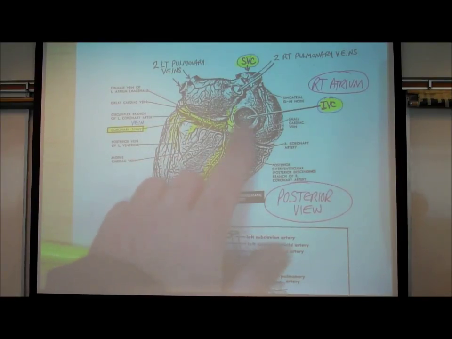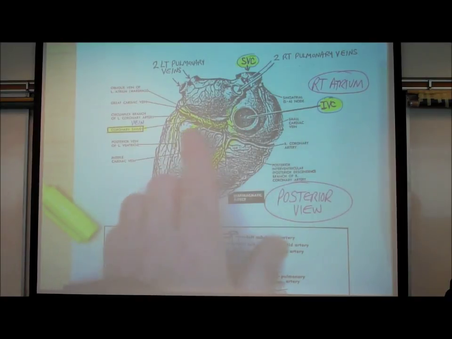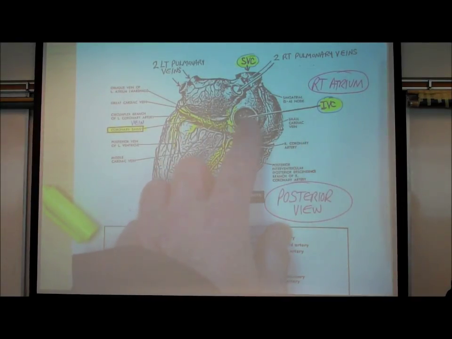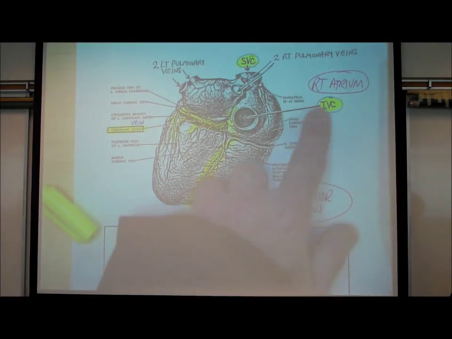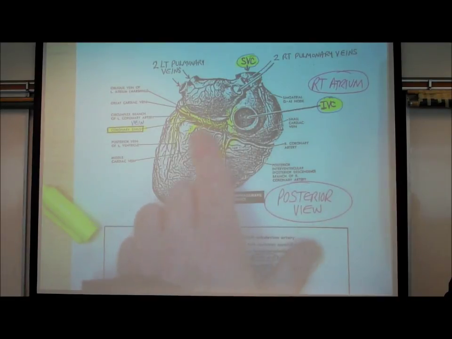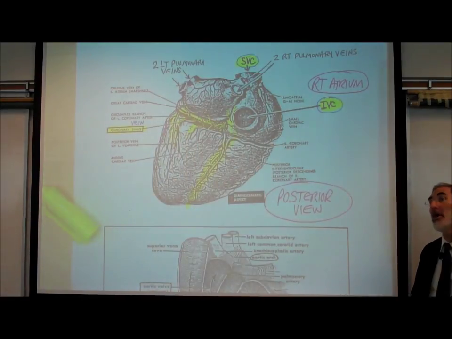So, to repeat, there are 3 veins bringing blood low in oxygen to the right atrium. This is the right atrium right here. The superior vena cava is bringing blood from the upper part of the body to the right atrium. The inferior vena cava is bringing blood from the lower part of the body. And the coronary sinus is bringing blood from the heart itself into the right atrium.